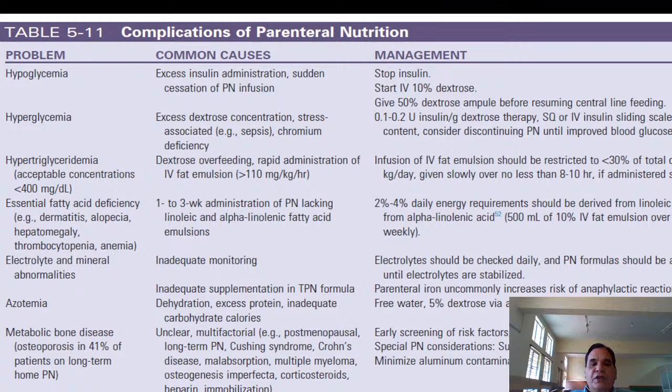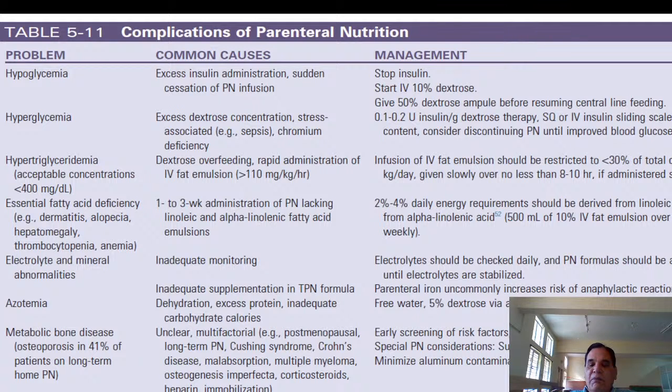Hypoglycemia is caused by excessive insulin. Treatment: stop insulin. Hyperglycemia is due to excess dextrose. Start insulin. Hypertriglyceridemia is due to dextrose overfeeding, so you have to go for fat emulsion restriction. Essential fatty acid deficiency, go for fat derivatives. Electrolyte and mineral abnormalities are due to inadequate monitoring, so electrolytes should be checked. Azotemia is due to inadequate supplementation in the TPN formula.